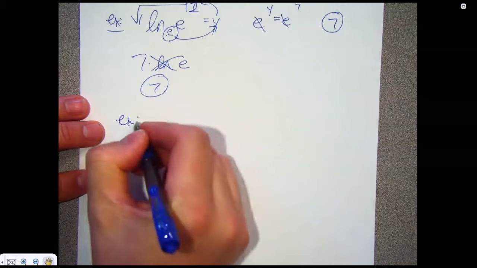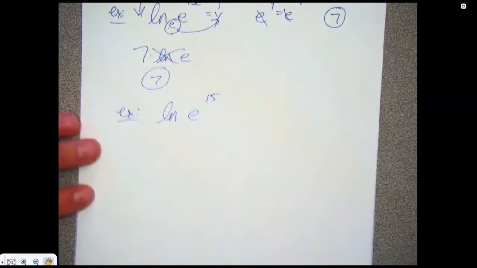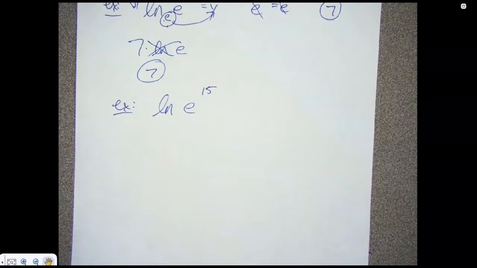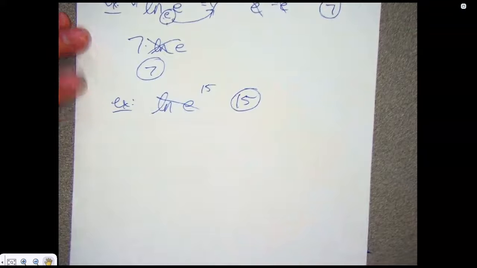And this comes up a ton. I know it feels stupid to practice this, but I don't know how else. You guys will forget it. So what's the natural log of e to the 15? 15. Natural logs and e's cancel. Your answer is 15. And that comes up a lot. What else?